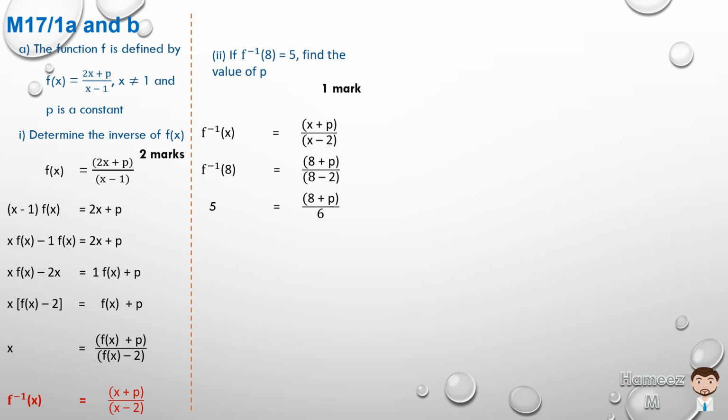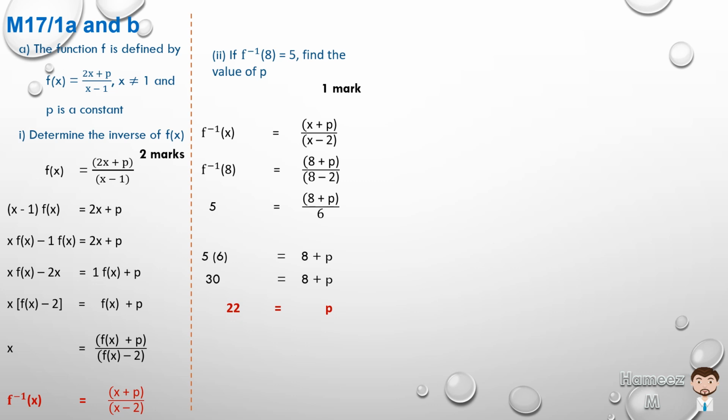Let's carry the 6 across. The 6 is dividing on the right hand side, so we'll do the inverse of that, so it will multiply when we carry it across on the left hand side. So we're going to get 5 sixes is equal to 8 plus p. 30 is equal to 8 plus p. So p is equal to 30 minus 8, which is 22.